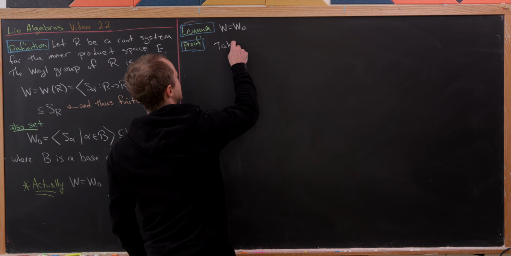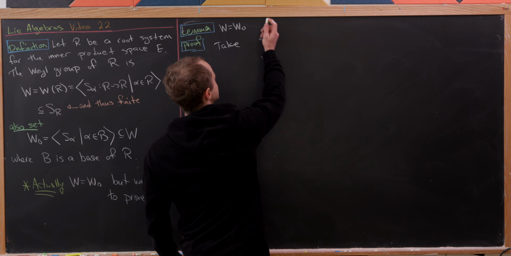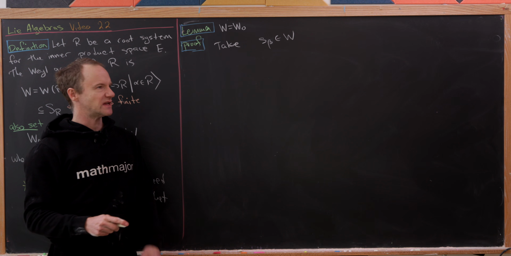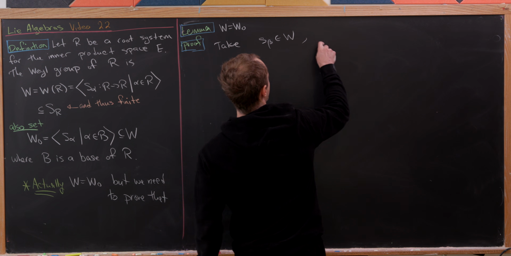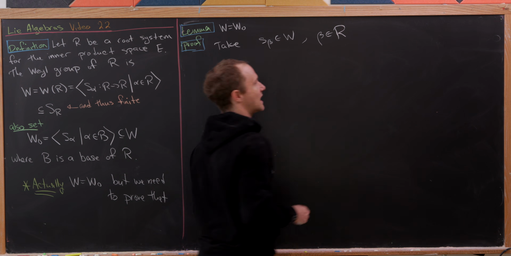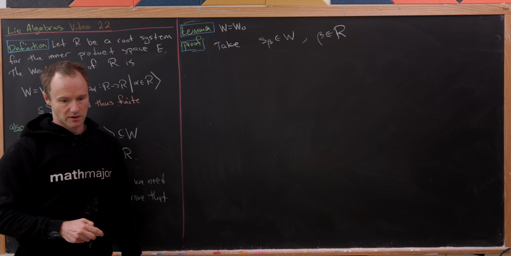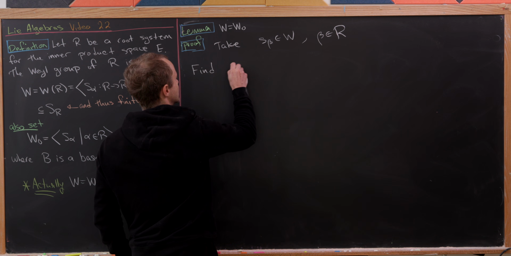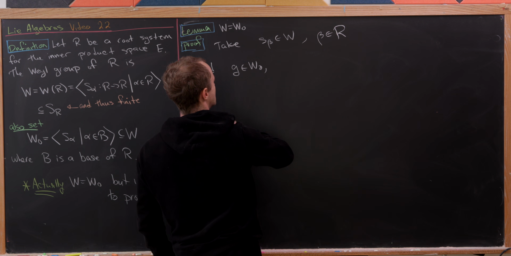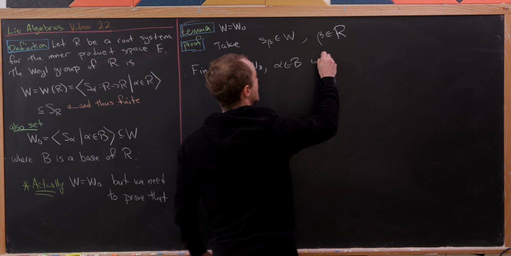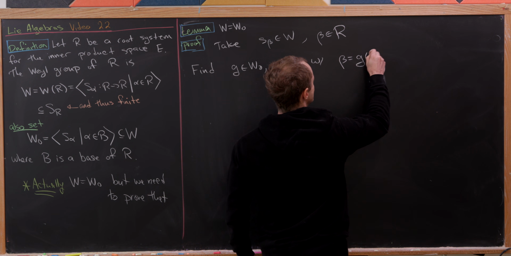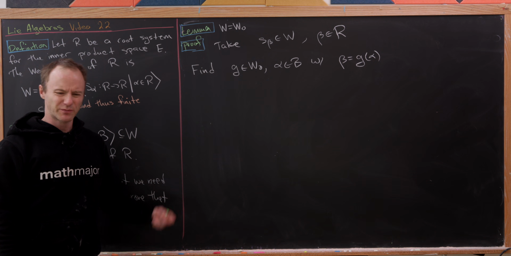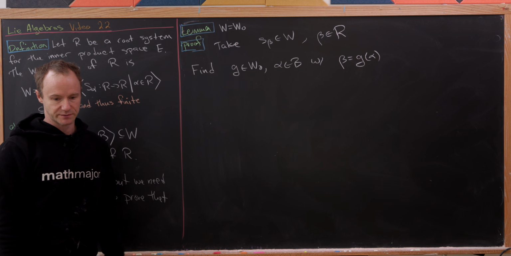So let's take a generator S beta inside of W that may not be inside of W naught. So in other words, beta is inside of R. It may not be from the basis. Okay, so now let's find G from W naught and then an alpha from B with beta equal to G applied to alpha. So that's exactly from the previous result. So perhaps this should be corollary instead of lemma, but it is what it is.